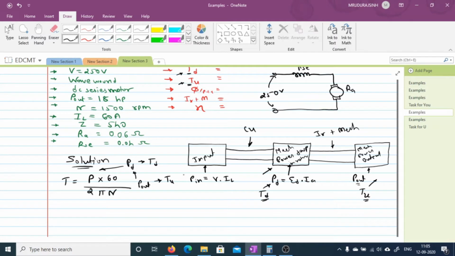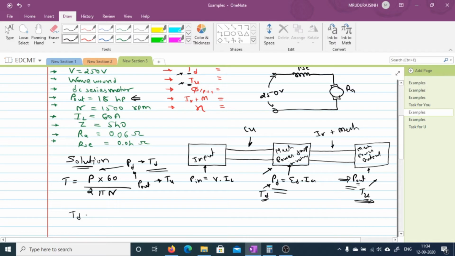So what we are going to do now is, first of all, find this developed power, and using this developed power we will calculate the torque developed. Then we will use the output power, which is already given to us, to calculate the useful torque. So first of all, let's do this much, and this is the flow.